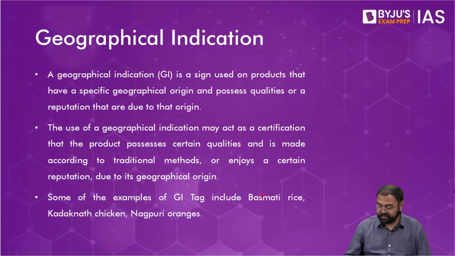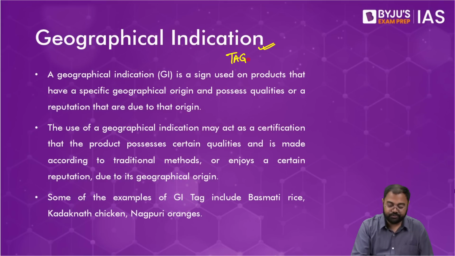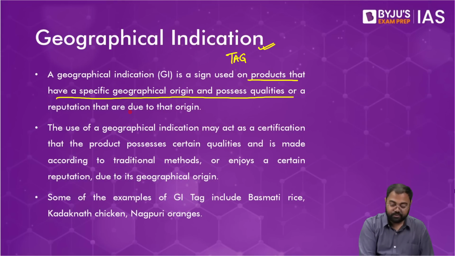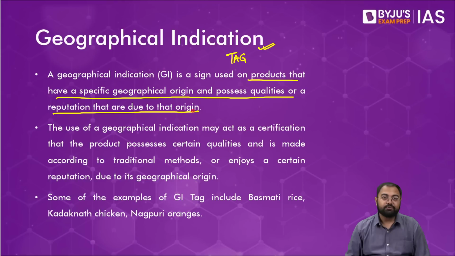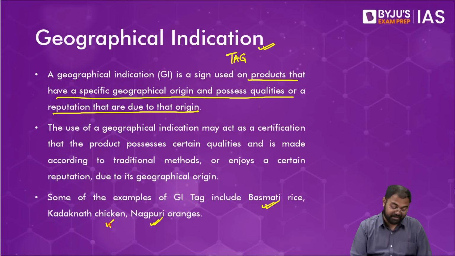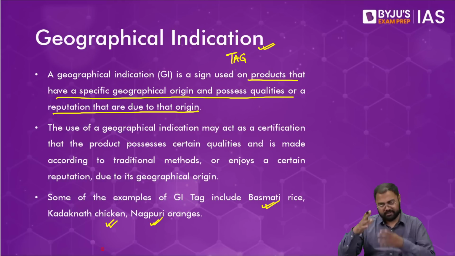And then lastly, there is geographical indication. Now, geographical indication basically is a sign, a GI tag. This is a sign or a tag that is used on products that have a specific geographical origin and possess qualities or reputation that are due to that origin. Again, there are a lot of examples that we have in India. For example, GI tags are given to basmati rice, Nagpuri oranges, Kadaknath chicken. This is a big list.